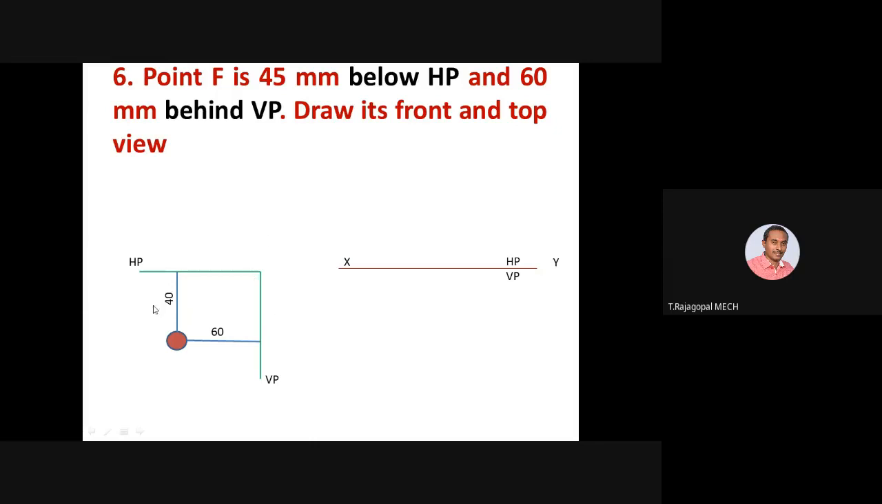The front view is below the XY. This top view, which is projected on the horizontal plane, after the rotation of 90 degrees will go above the XY. Now see the answer. So the front view is 40 mm below XY. And what about the top view? It is 60 mm above XY, being third angle of projection. The top view is above the front view.